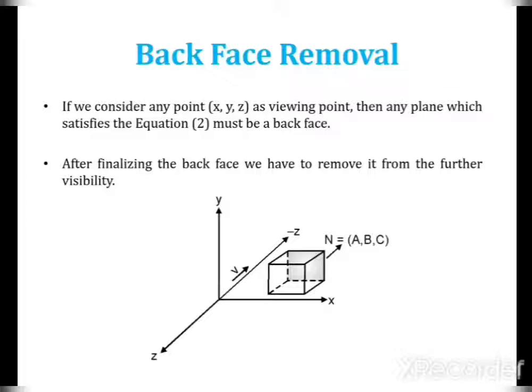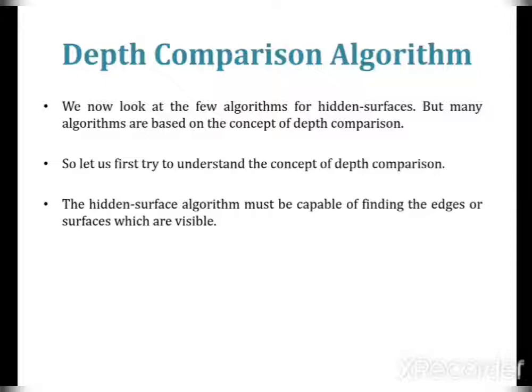So here we can see that if we are considering this point ABC, the color portion shows the back face, because it is lying on the negative side. You can see here the minus z is given, and that's why they are on the negative side, and that's why we are considering them as back faces, and we have to remove such back faces.